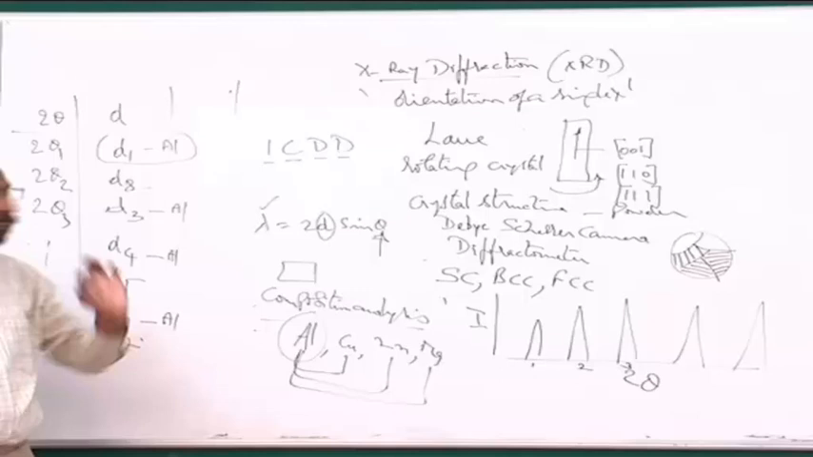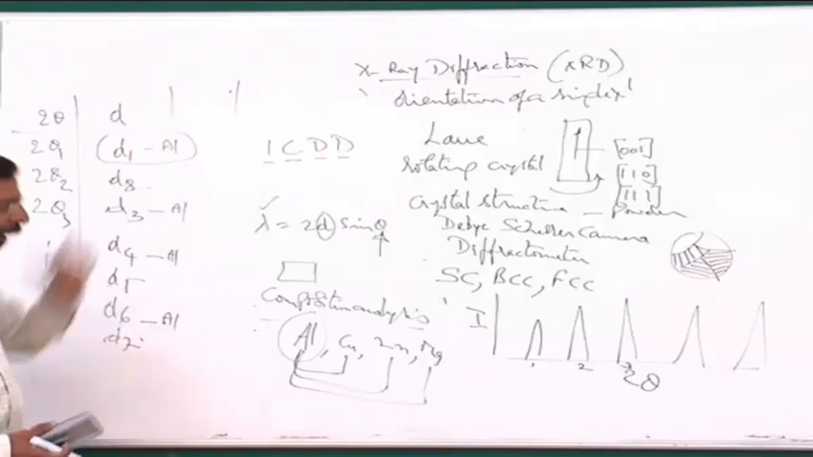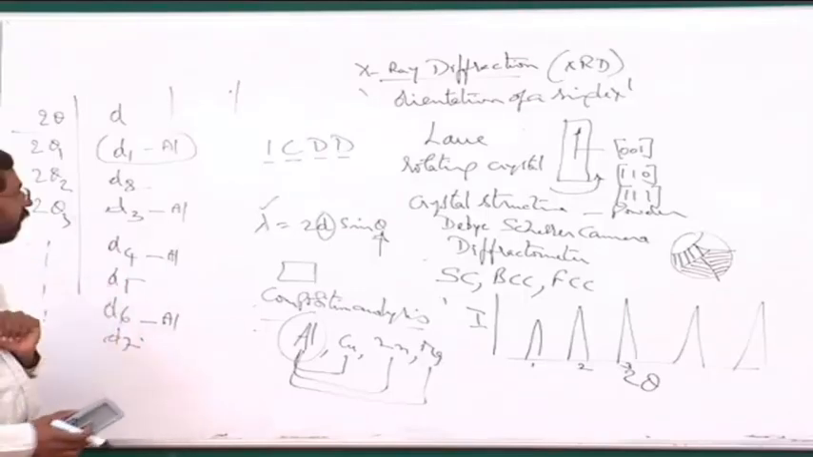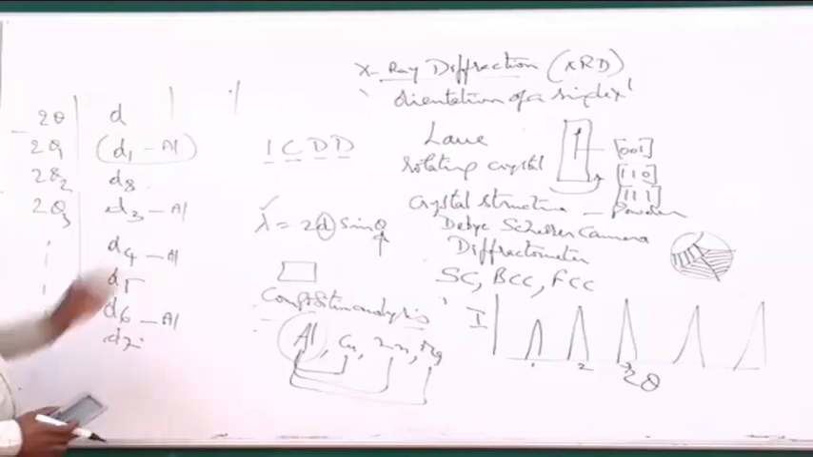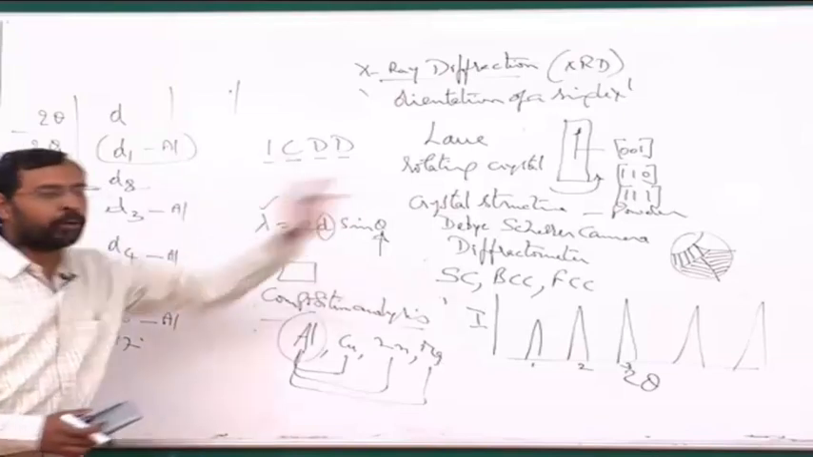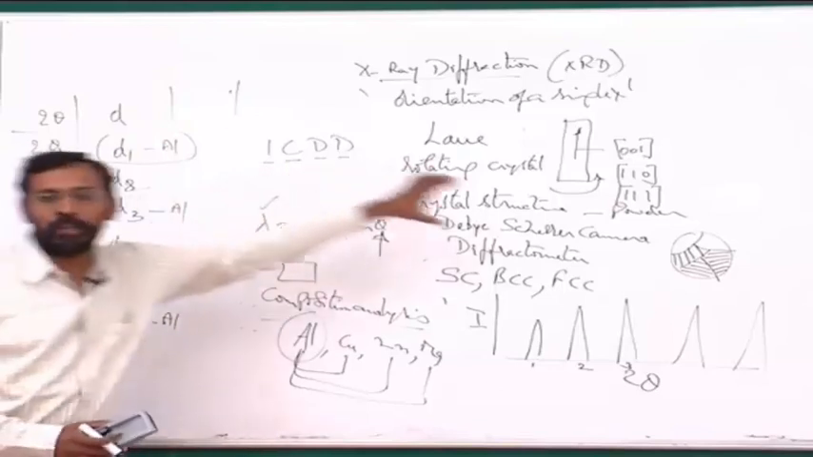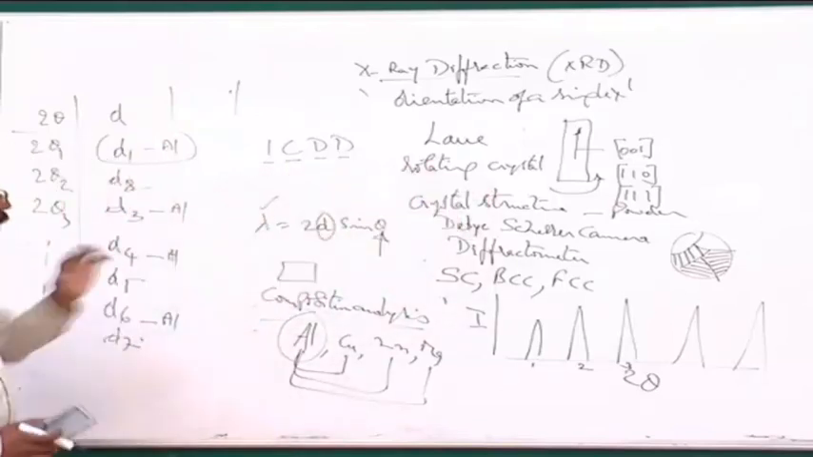Of course, there are limitations for that. We will come to it a little later. We also discussed partially in the previous class what problem we get simply by correlating the intensity to the amount of the phase. There are problems. We will come to it.